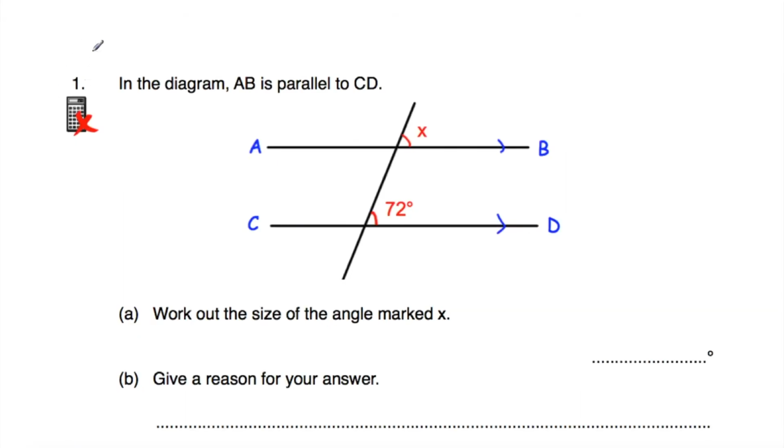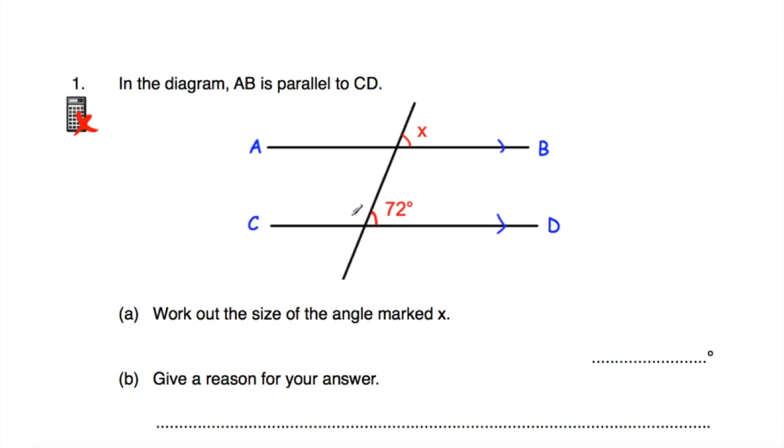Okay, let's have a look at our first question, question number 1. It says, in the diagram, the line AB is parallel to the line CD. So these two lines are parallel to each other. Part A says, work out the size of the angle marked X. So we need to find the size of this angle. Now, if we have a look here, this angle looks like it's the same size as the 72-degree angle. And it is, because they're what we call corresponding angles. If you watch that video, Angles and Parallel Lines on Corbettmaths, you'll see that these are corresponding angles.